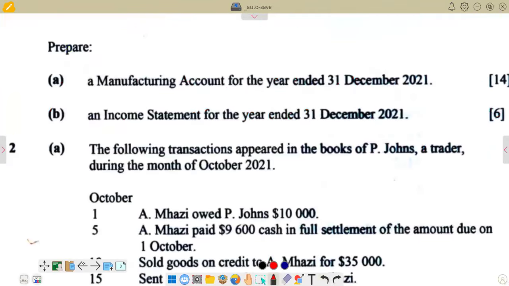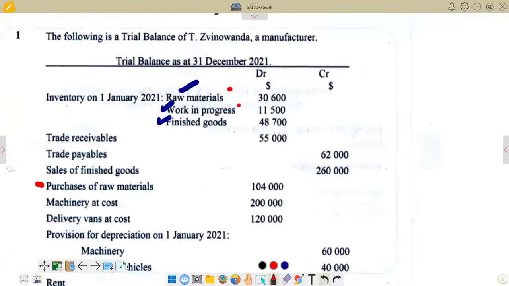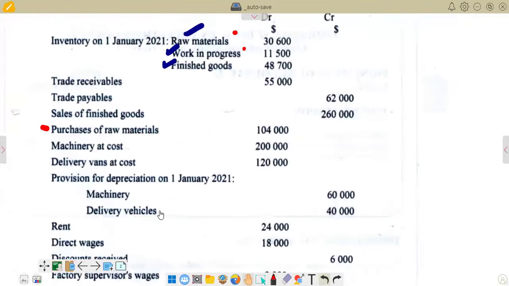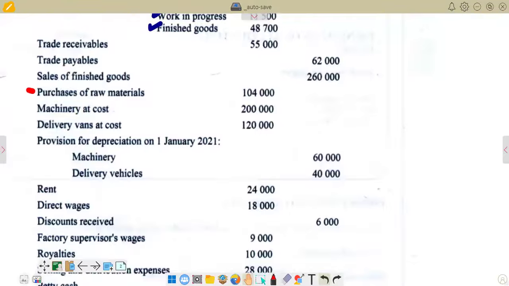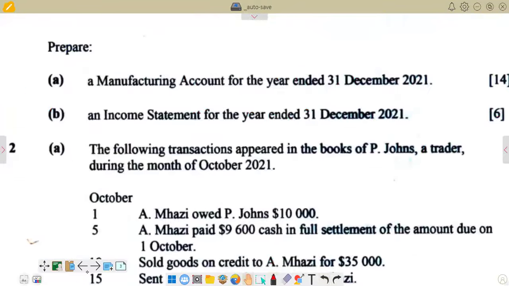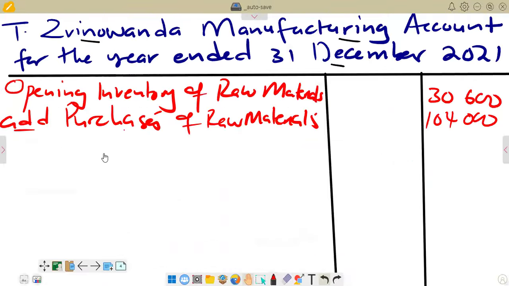Then before you add there, you are supposed to check if you have got any carriage inwards of raw materials. You can go over all the information that you are given to check. You see that we have got nothing in terms of carriage. If we had carriage inwards of raw materials, we would add it here and then get the total. But since we don't have it, we are just going to add the two that we have, that is 30,600 plus 104,000. So we add the two, you're going to get 134,600. Then here now we are supposed to subtract, so we can say less closing inventory of raw materials.